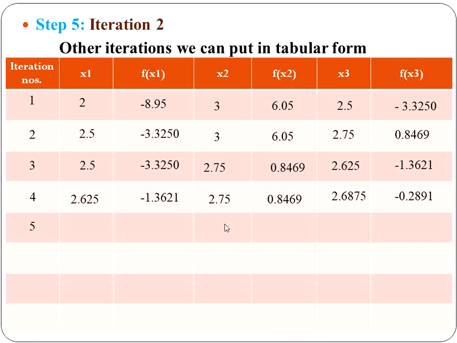So we can again copy 2.75 as it is, because there is no change in the value of x2 and the function of x2. So we can copy it in the next row, and 2.6875 is the new value of x1. The function of x1 is minus 0.2891. We have copied it from the function of x3, and the new value of x3 we can calculate again by the bisection method. That is 2.6875 plus 2.75, that is 2.7187, and the function is 0.27. Now for the sixth iteration, can you please tell me what is the replacement?